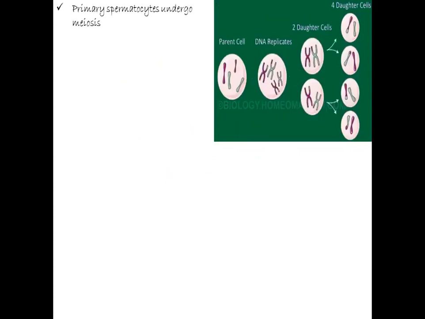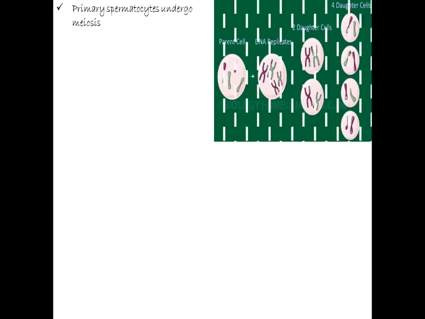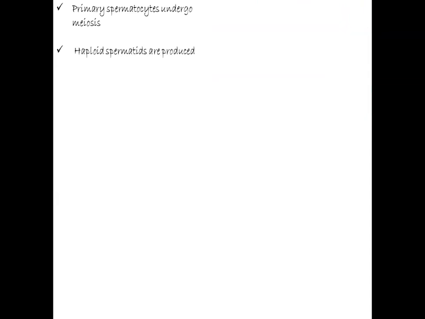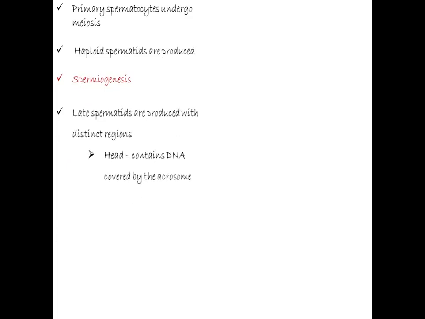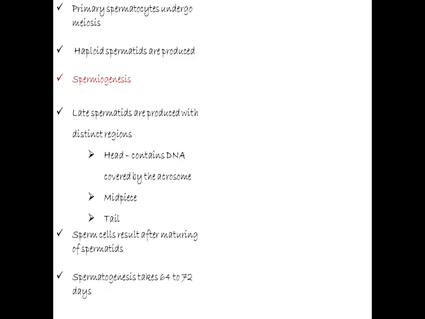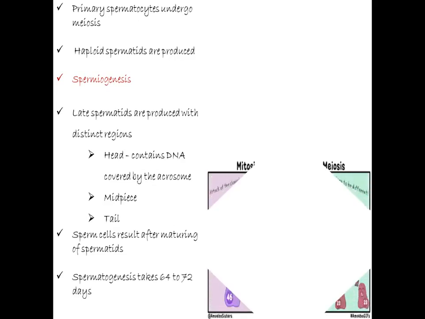The primary spermatocyte undergoes meiosis. It means the formation of four new daughter cells. Haploid spermatids are produced. In spermatogenesis, the late spermatids are produced with distinct regions: head, which contains the DNA covered by the acrosome, midpiece, and tail. The sperm cell results after the maturing of the spermatids. Spermatogenesis takes place over 64 to 72 days.